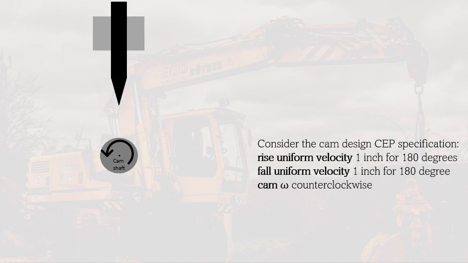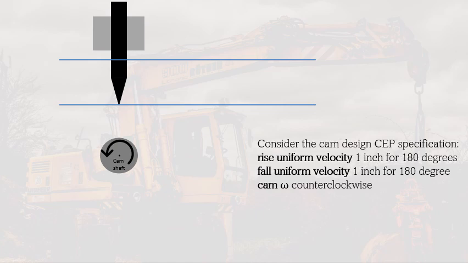First, we should draw the displacement diagram. As you can see here, we are given two CEP specifications, rise and fall. Both are uniform velocity. The stroke is 1 inch of the same angle, 180 degrees. So all in all, it will total 360 degrees. We will draw first these angles along the x-axis of our displacement diagram. So we have 180 degrees and 360 degrees.